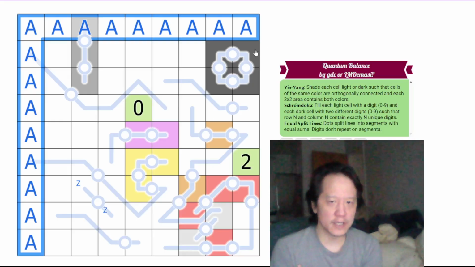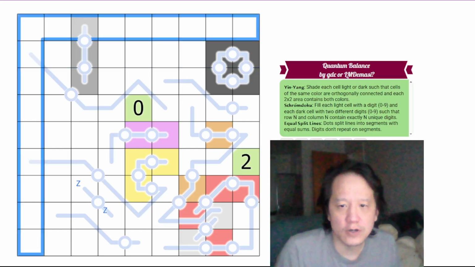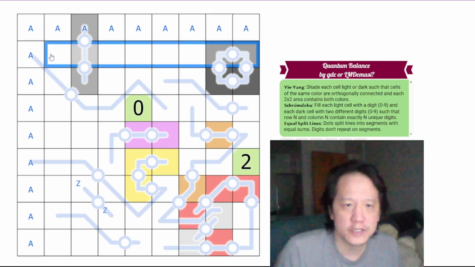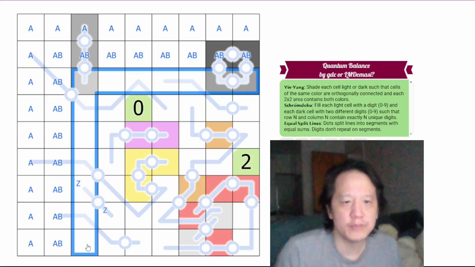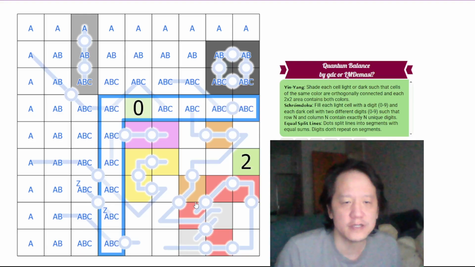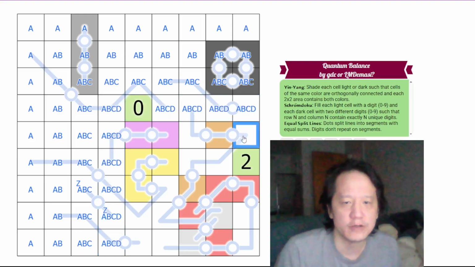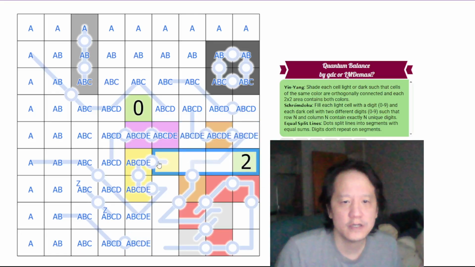This must contain A and a B. So these are all A's, or contain A's. This is A and B. These are A, B, and C as possibilities. These are A, B, C, and D, with 0 being one of those. These are A, B, C, D, E. These are A, B, C, D, E, F.